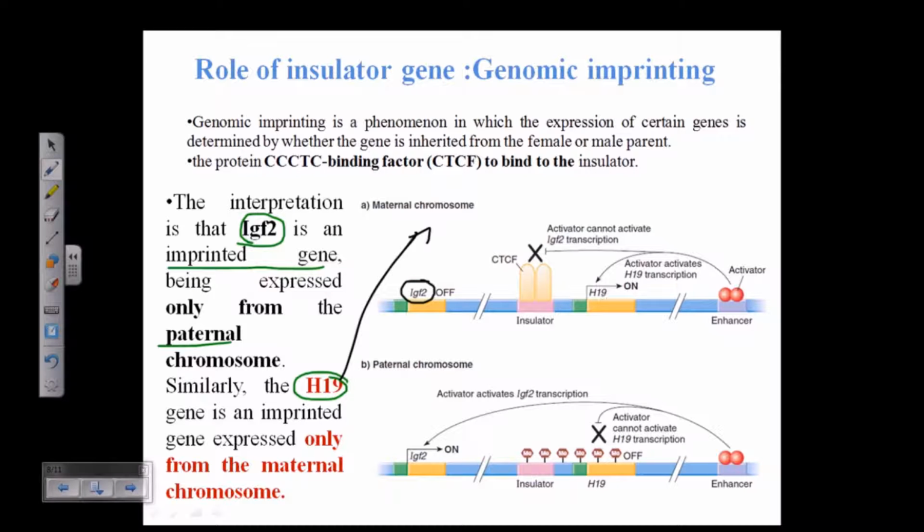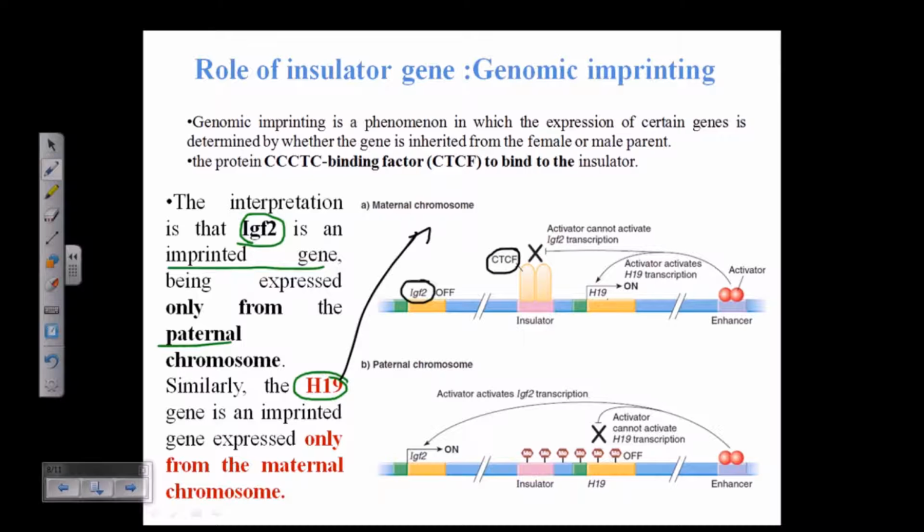Okay, but they are separated using an insulator sequence, and obviously there are some proteins that will go and sit onto this insulator to make a wall. This protein is called CTCF, which makes a wall-like structure. So we have two genes, IGF2 here and H19 here.